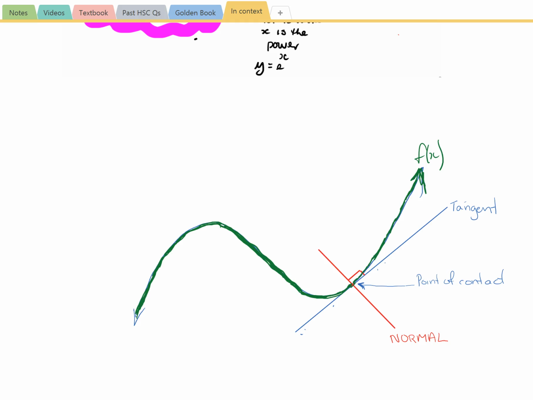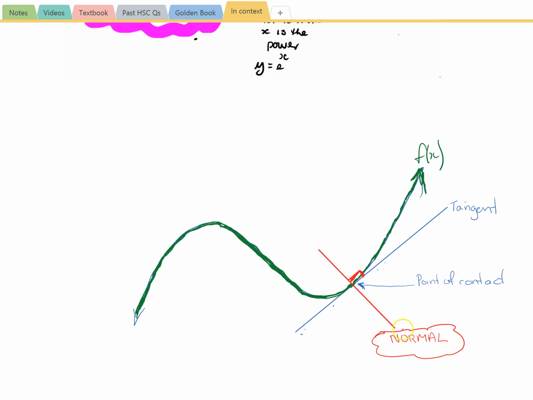In this exercise, there's also a new term introduced, and it's called the normal. Now, the normal is a straight line. It, by definition, is perpendicular, and you can see I've drawn the little perpendicular symbol here, and it's perpendicular to the tangent. So that's pretty convenient.